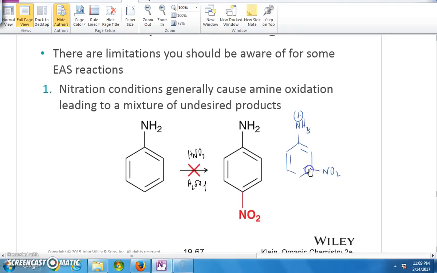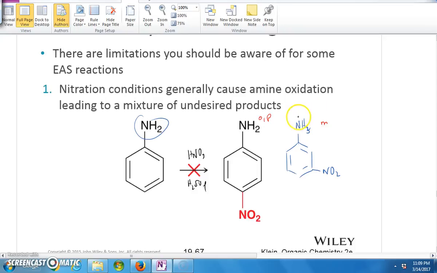Of course, there are limitations you should be aware of for some electrophilic aromatic substitution reactions. Nitration conditions generally cause amine oxidation, leading to a mixture of undesired products. So it's not easy to nitrate aniline, because you're going to get a mixture of undesired products. First of all, you're going to get protonation of the amino group, which now becomes, previously this was an ortho-para director, but it will become a meta director, okay, because it has a positive charge on the nitrogen.